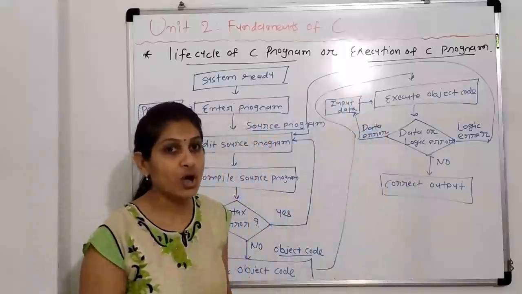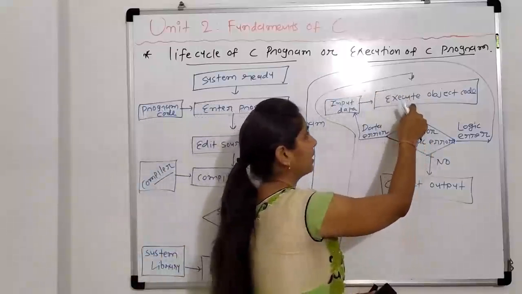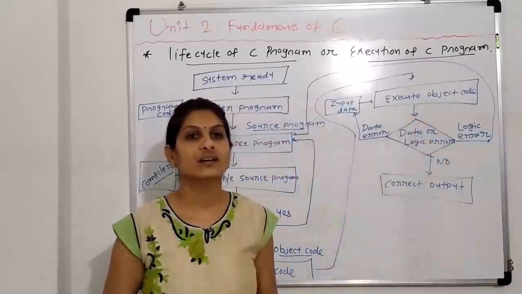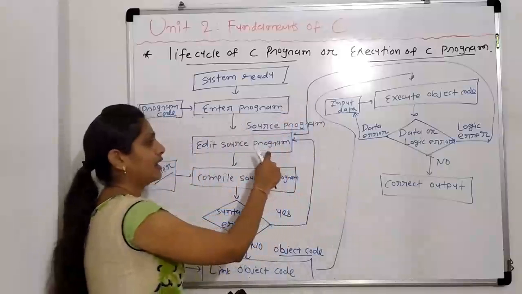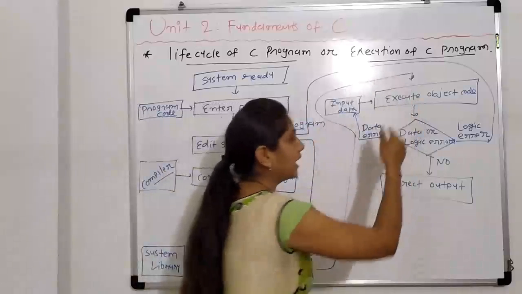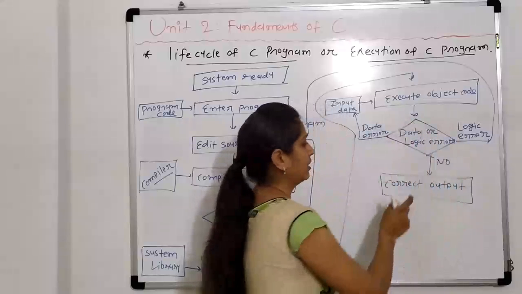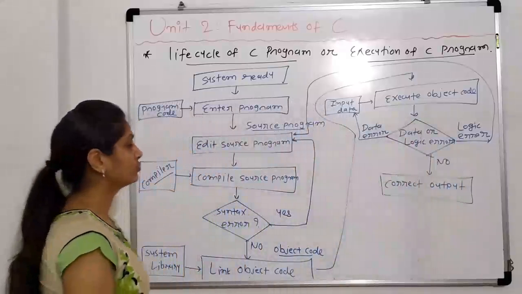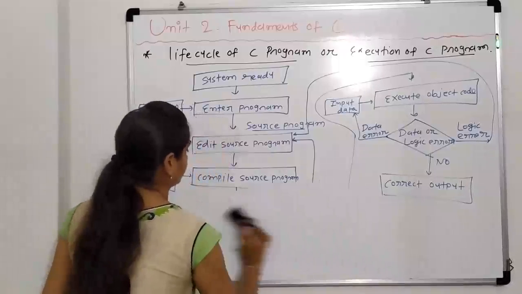Suppose the user gave wrong input, that is the data is wrong, then again you have to enter data and execute. And suppose there is a logic error, that means your equation is wrong, your process is wrong, then you have to go to the edit part and make the changes, and again compile the program, again link with the library, and then execute. And suppose there is no error in execution, then the correct output will be displayed. Clear everyone? Now move to the next topic, that is data types.